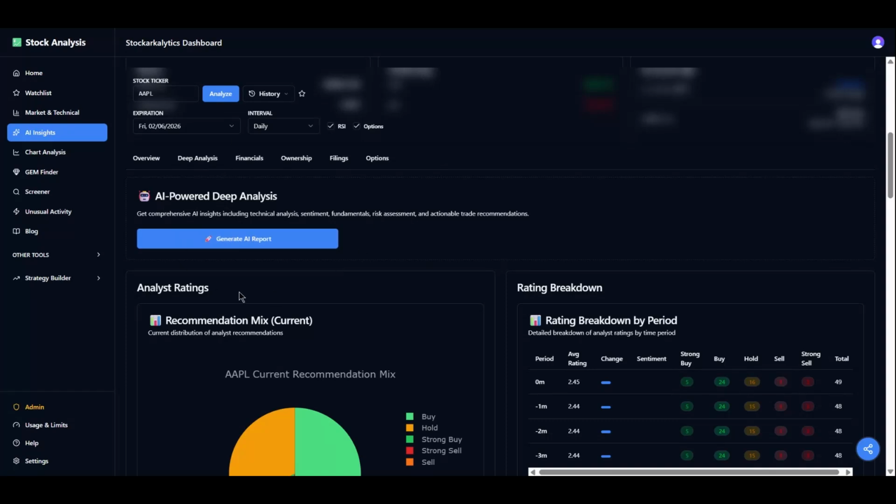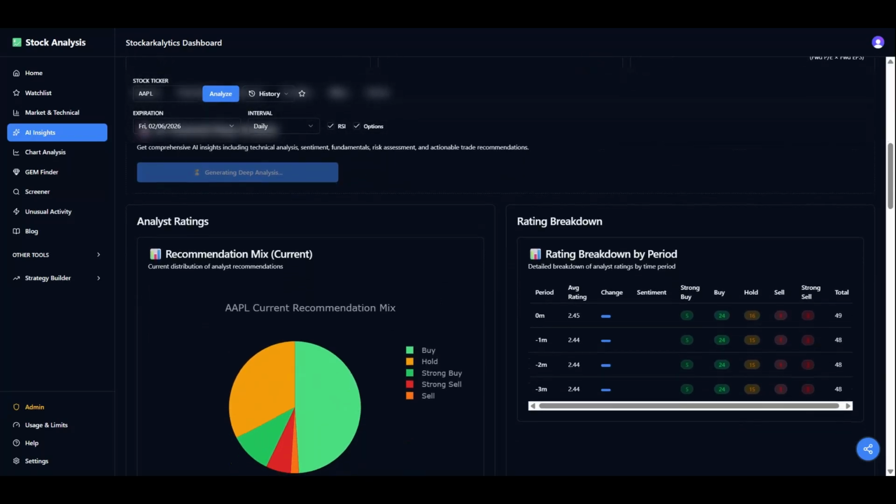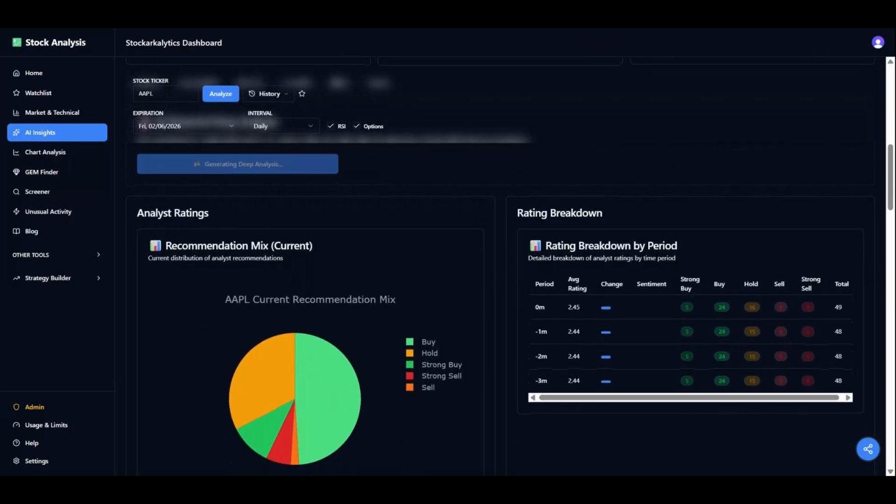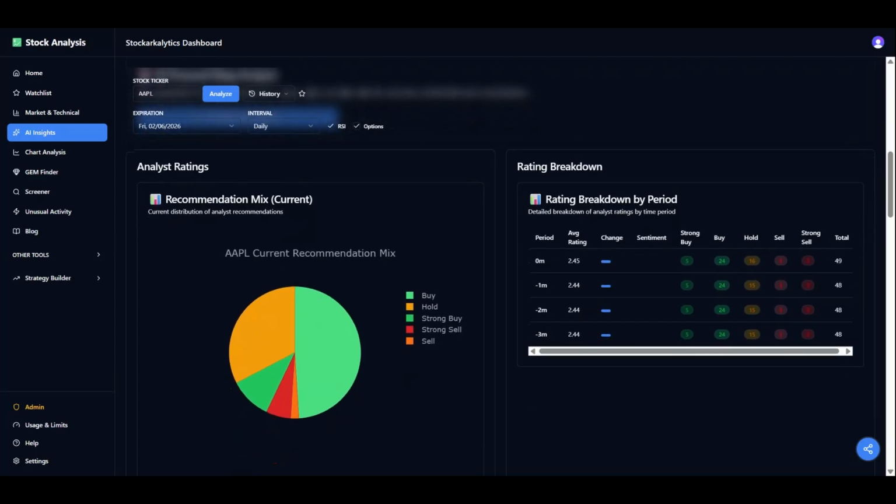At the top, you'll see AI-powered deep analysis. If you want the platform to generate a full write-up based on everything in this tab, ratings, targets, trend, direction, you can click Generate AI Report. This is useful when you want a clean summary you can read or save instead of scanning charts.